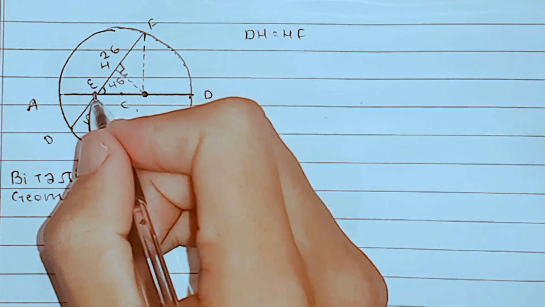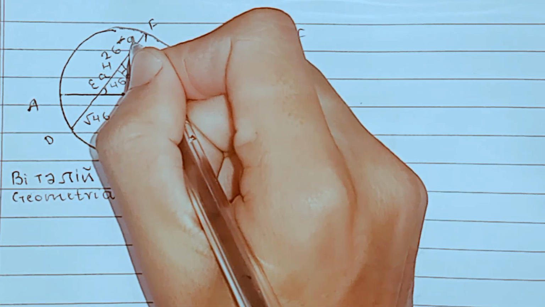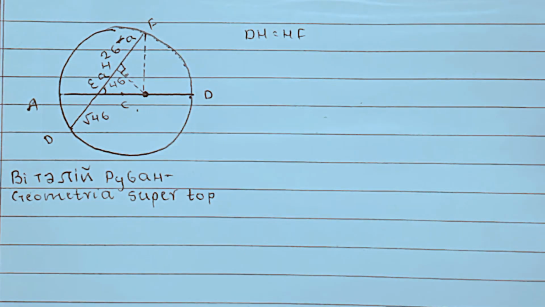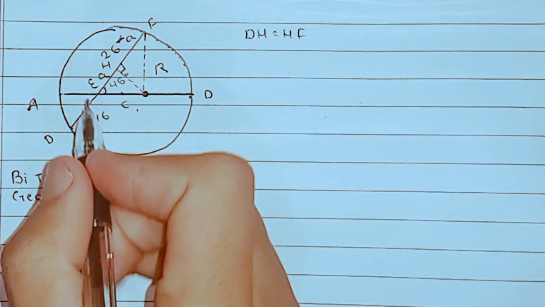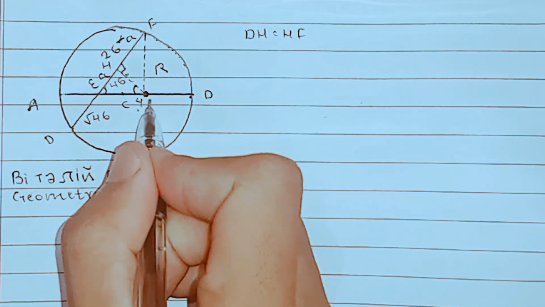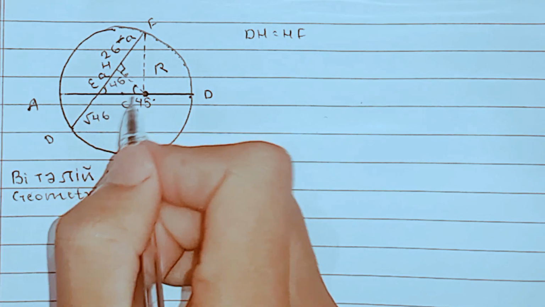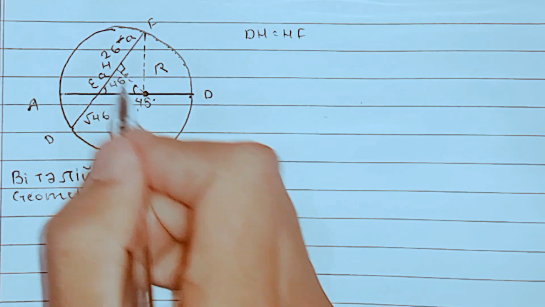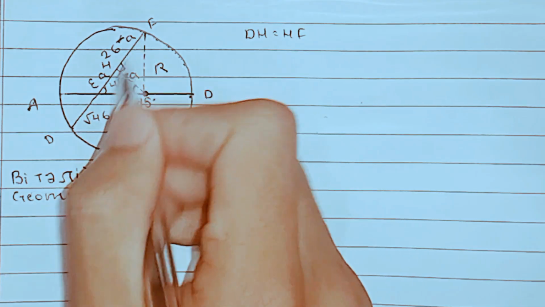Now if we assume EH to be A, then HF will be 26 minus A, because this whole length is 26, and this FC is the radius R. We have this angle at 45 degrees, this is 90, so this angle is also 45 degrees. We know that the sum of all the angles of a triangle is 180 degrees, so this is an isosceles triangle. So if EH is A, then HC will also be equal to A. So this is A, this is R, this is 26 minus A.